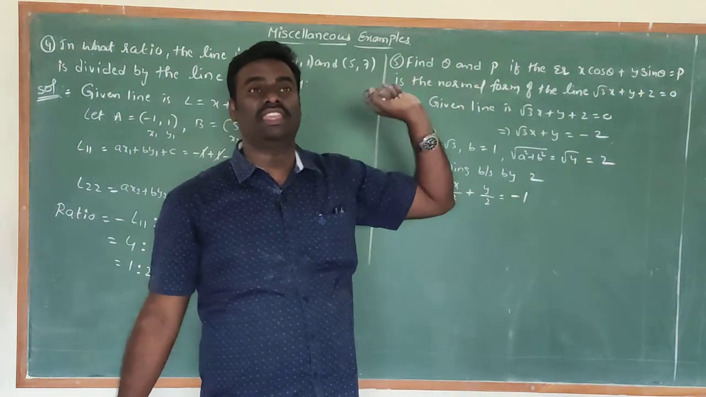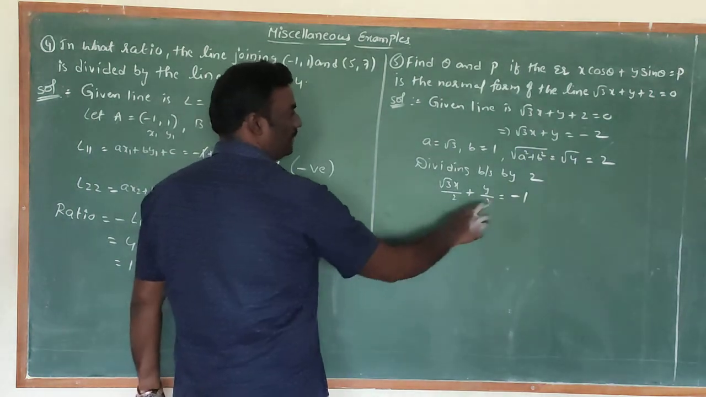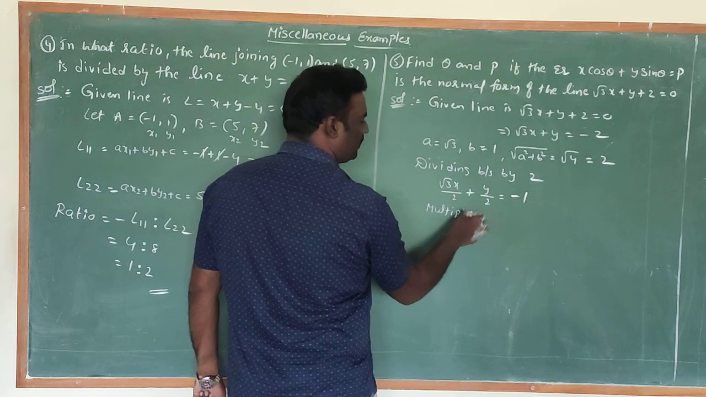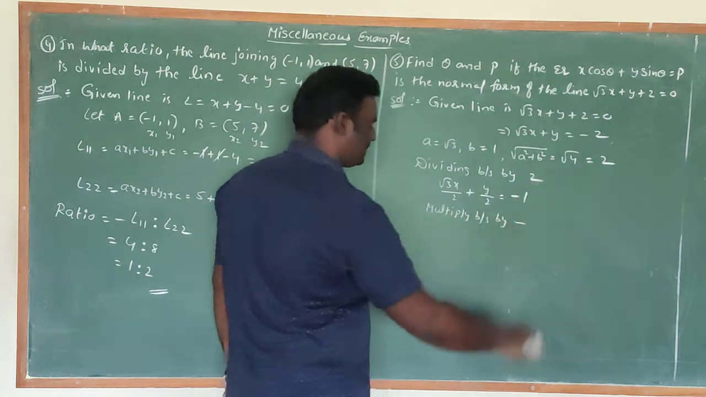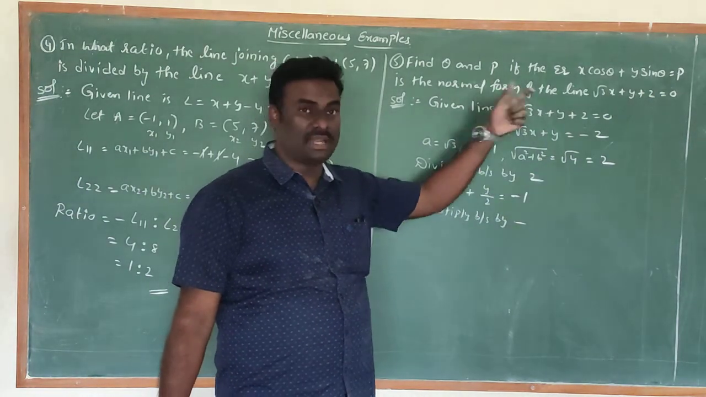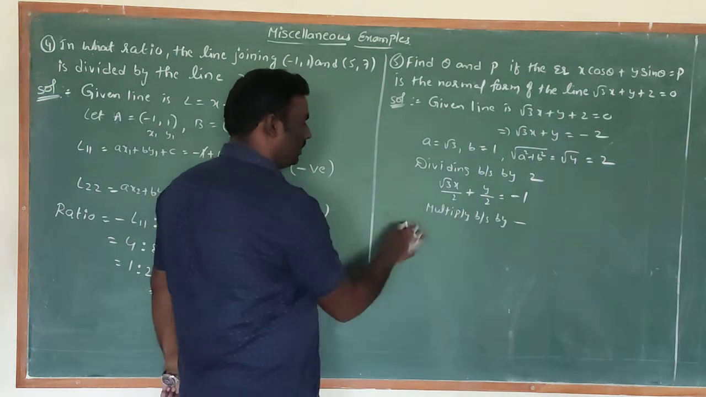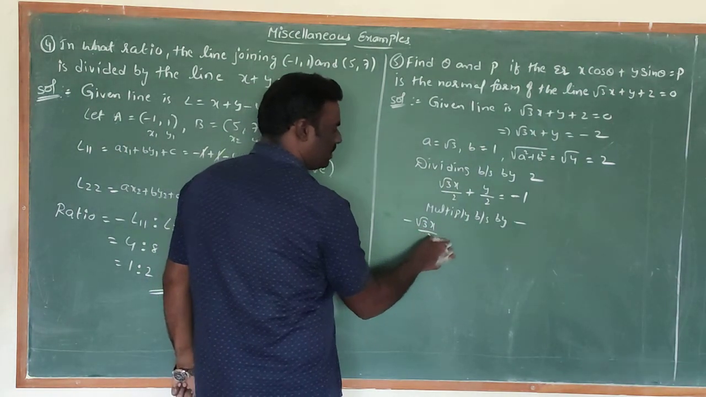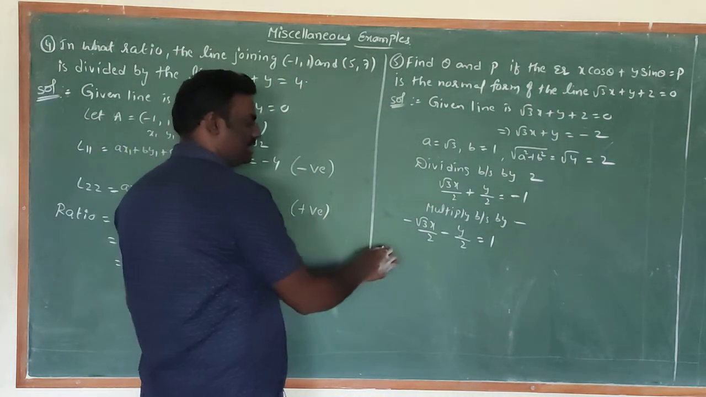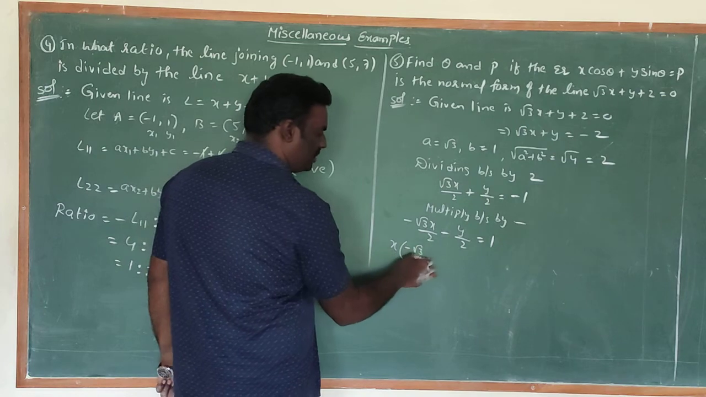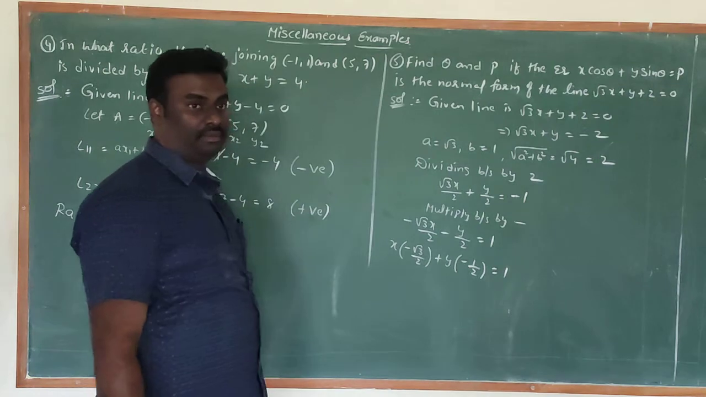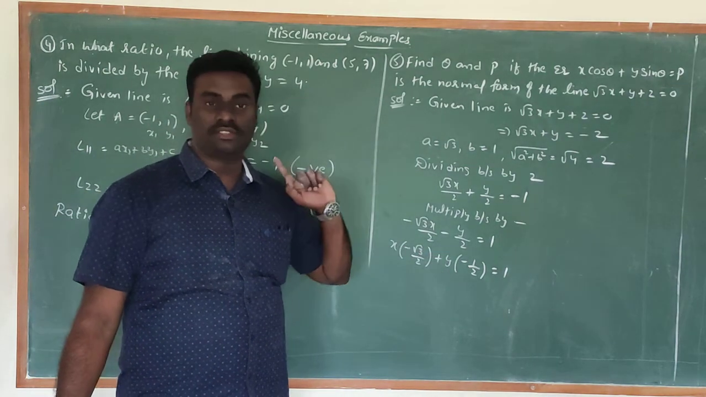But the right side value is p. p is length. Length is always positive. That's why, but here what we have? Negative. Multiply both sides by minus. Why minus? If you multiply minus, already minus is there. Minus of minus is plus. Length is always positive. That's why. Now minus root 3 x by 2 minus y by 2 equals 1. It can be written as x into minus root 3 by 2 plus y into minus 1 by 2 equals 1. This is negative, it is also negative.